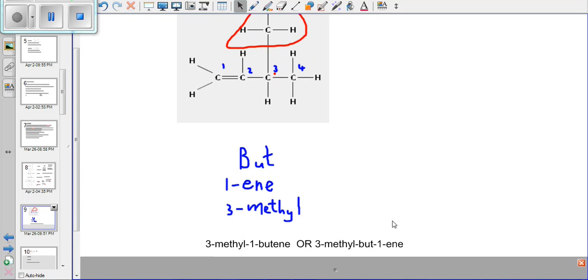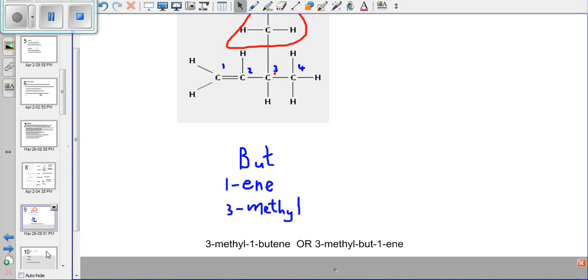We end up with 3-methyl-1-butene, or 3-methylbut-1-ene. Whichever way you want to say it, I prefer saying it the first way, but those are the IUPAC names, the rules for the IUPAC naming of this compound. So that's the first one.